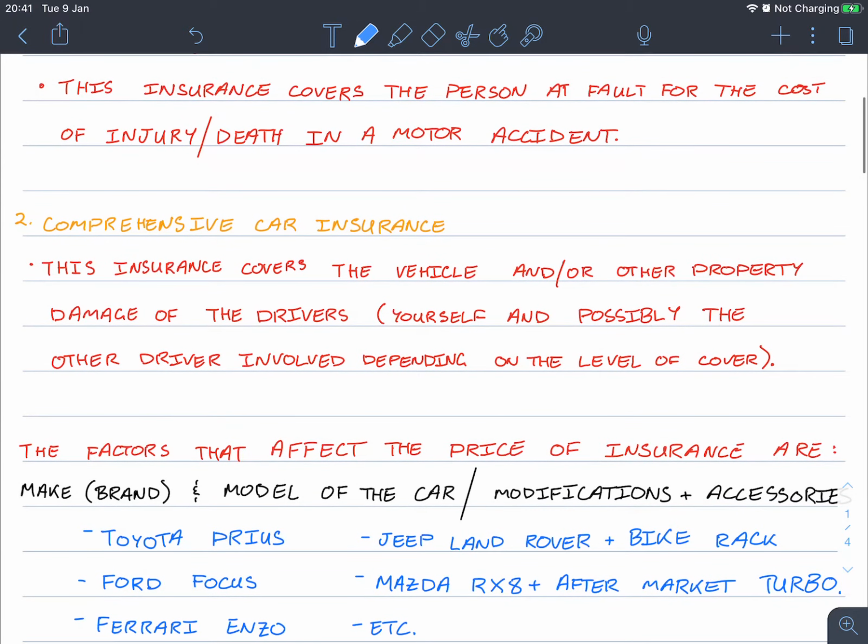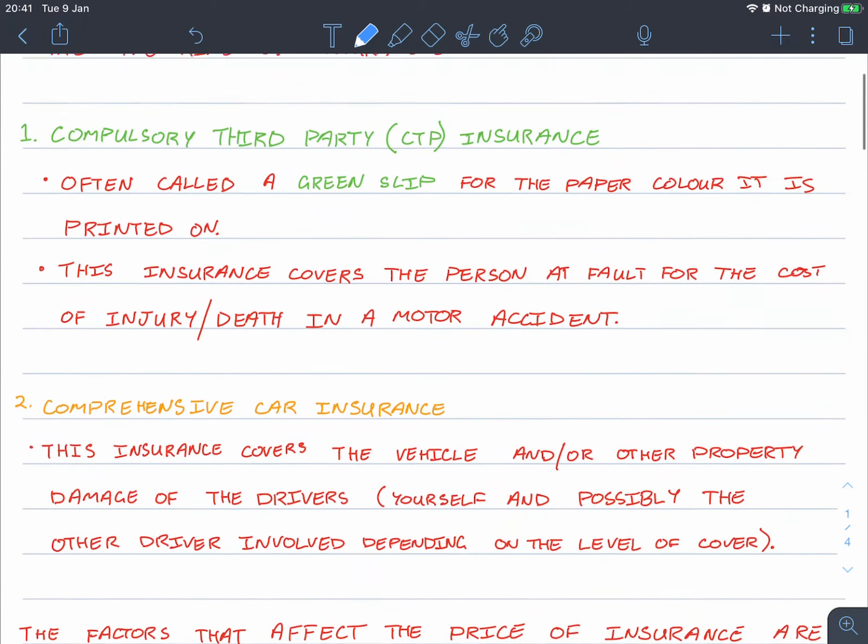Comprehensive car insurance, however, is not compulsory. Comprehensive car insurance covers the vehicle and or other property damage of the drivers, yourself, and possibly the other driver involved, depending on the level of cover.